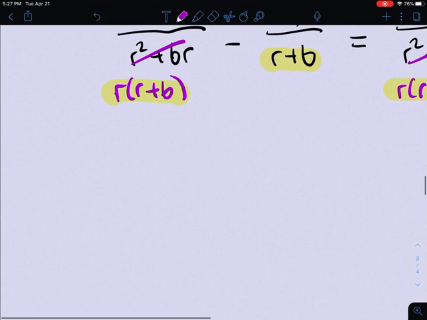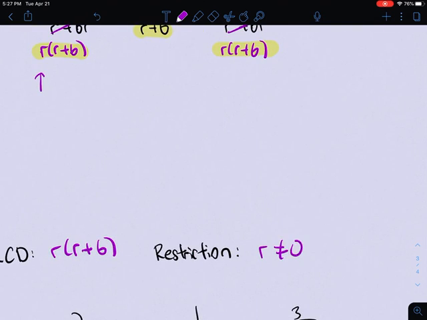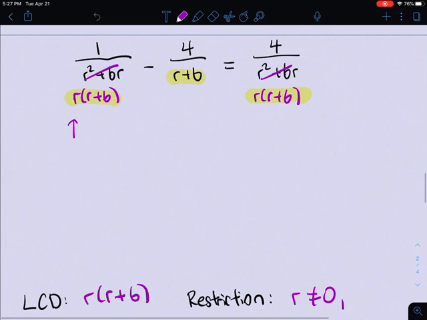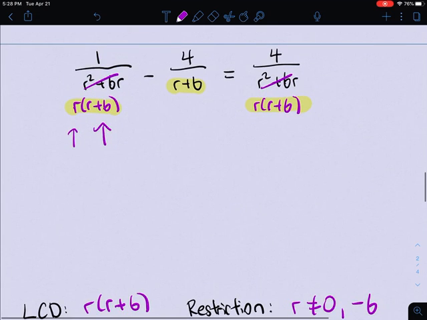Well, let's look at the first one. Here, if r is 0, then that will make the whole thing equal to 0, because I'll have 0 times 6, which is 0. So r cannot be 0. And also, r cannot be negative 6, right? Because then that will make the second part equal to 0, which will make the whole thing equal to 0. So r cannot be 0 or negative 6.